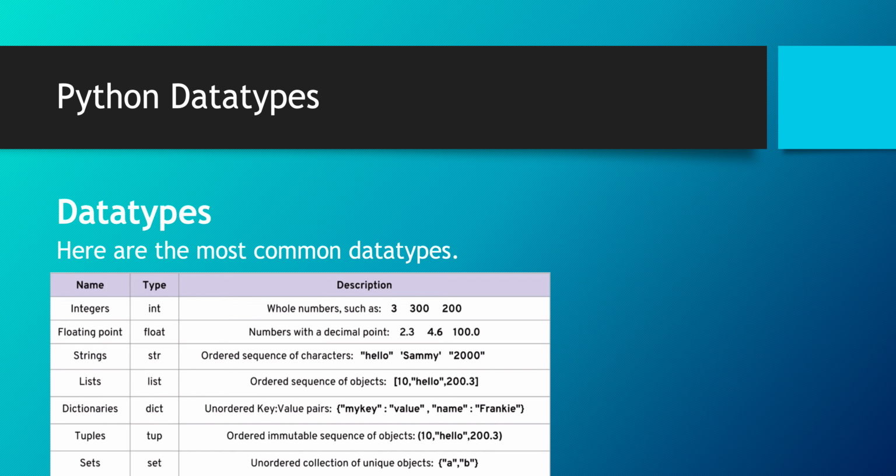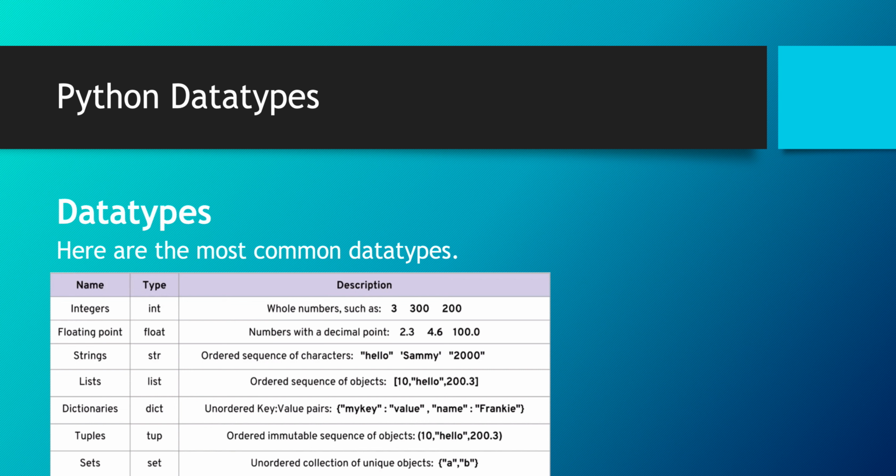And a list is an ordered sequence of objects. Instead of quotation marks, it is surrounded with square brackets, and you can put elements in it: 10, hello, 2, 100.3. It can contain different data types. It doesn't have to be one static data type.